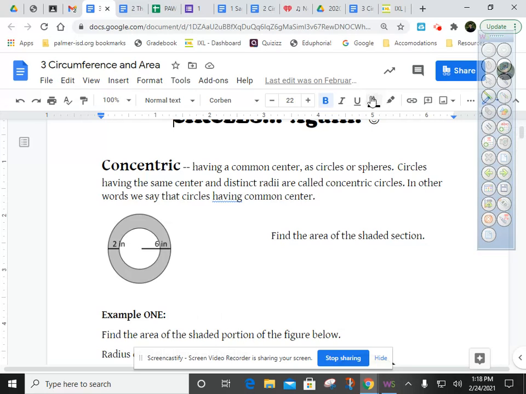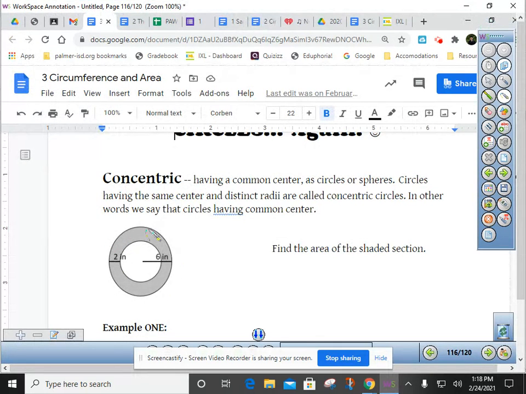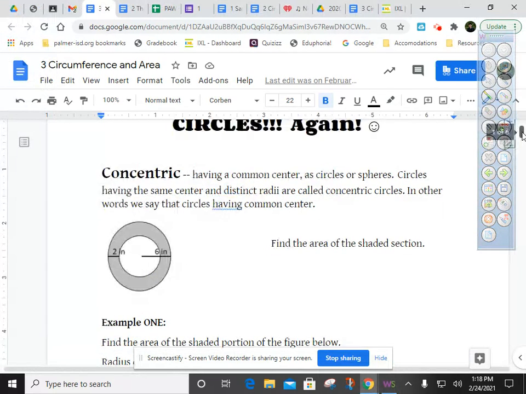Do you see the big circle? The big circle is the outside circle, and the little circle is on the inside. And you subtract. And that's it. The hardest part is making sure you have the radiuses and that the radius is correct.